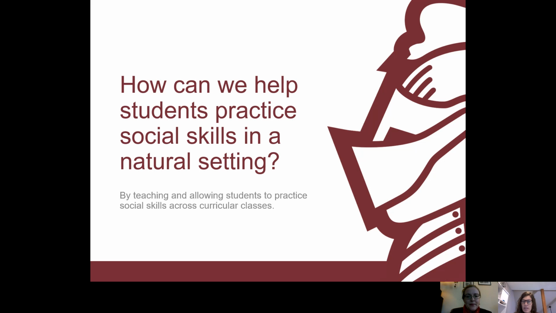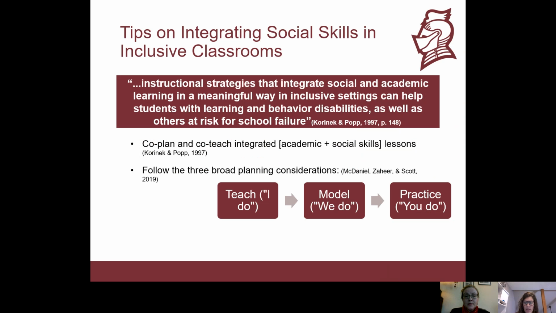How can we help students practice social skills in a natural setting? By teaching and allowing students to practice social skills across curricular classes. We have suggested a model that is very similar to how you would teach any other curriculum area. This follows the three broad planning considerations: the teaching component, which focuses on I do, the modeling, focusing on we do, and the practice, which focuses on you do.